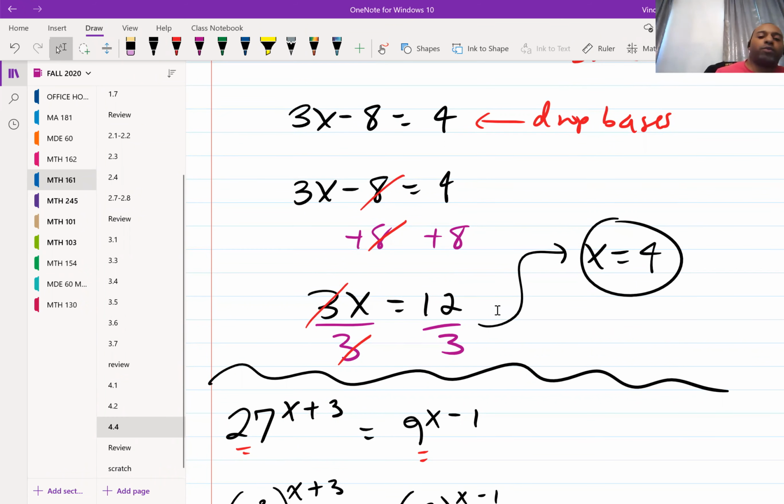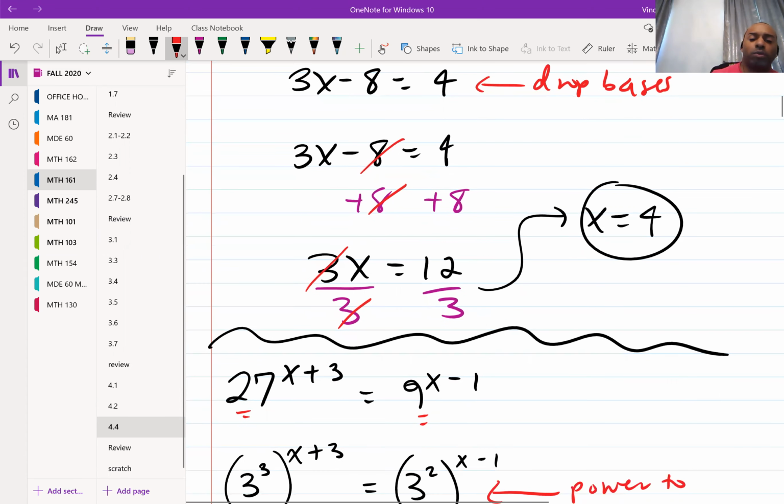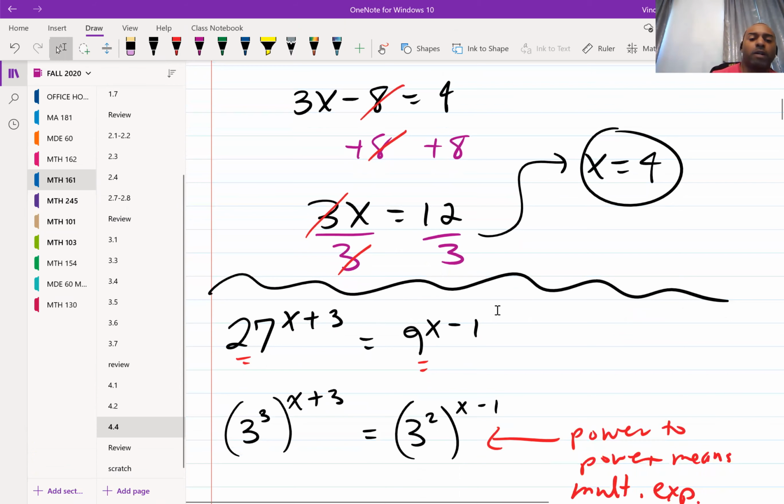So the next one, we have 27 to the x plus 3 power equal to 9 to the x minus 1 power. If we're trying to use the same method of having like bases, then we need to either change the 9 to a 27, change the 27 to a 9, or find something that they have in common that we can change both of them into. In this case, both of them are powers of 3. 27 is 3 to the third power, and 9 is 3 to the second power. So we can change these to powers of 3.